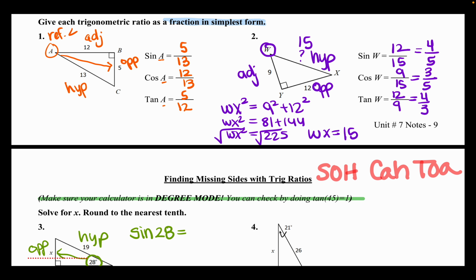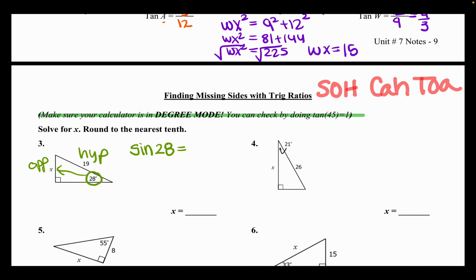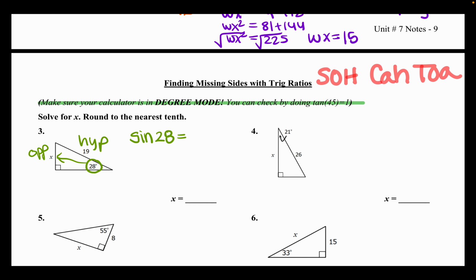So on these last questions, we just had an A or W or any letter. Now we actually know what the angle is, so we have to put that measure in. So we say sine 28 equals x, because that's our opposite, over 19, which is our hypotenuse. So now we need to solve for x.